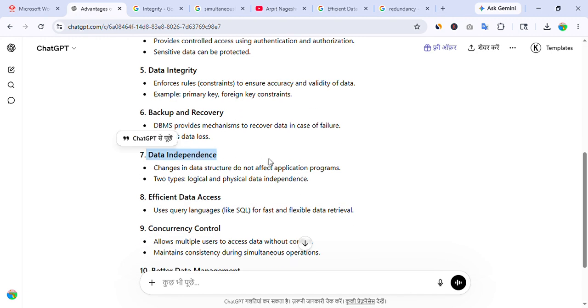The seventh one is data independence. So what does independence mean? Every person wants to be independent. It means no restrictions, no outer boundaries for a person. Here it means suppose you have a website and you want to change its UI. If you store the data in a database management system, then your data is never affected when you change your website UI.